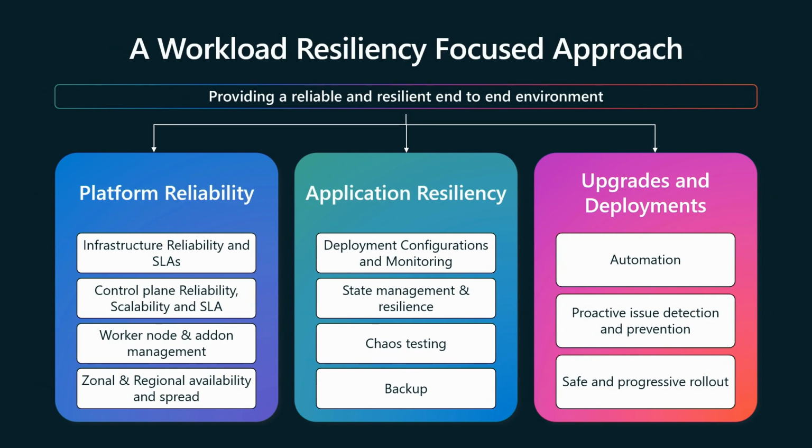One is providing you with a platform that is reliable, that has all the right infrastructure SLAs, that has all the right constructs from zone availability to global availability, and that allows you to have all operations, all components fully managed by us. The second is how we help you achieve application resiliency, be it by providing you with the right deployment configurations, providing you with the right monitoring controls and features, or providing you with services like chaos testing or backup as well.